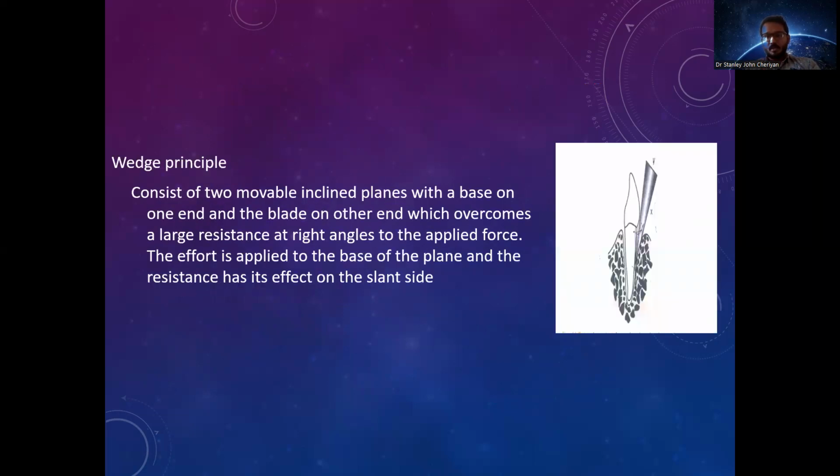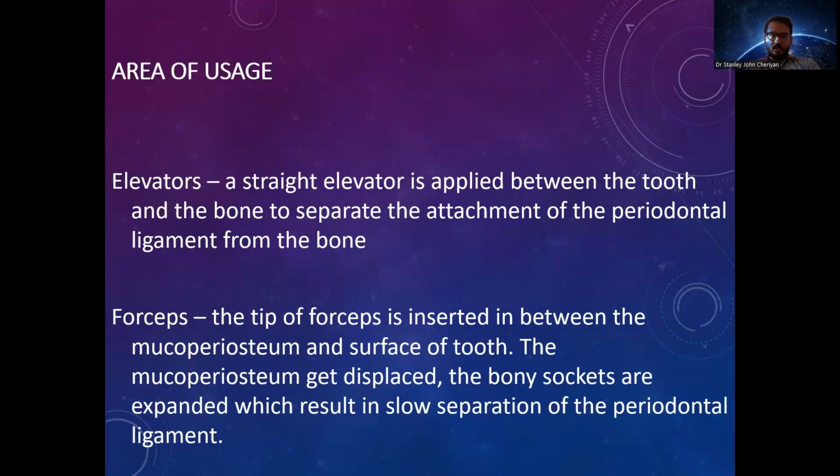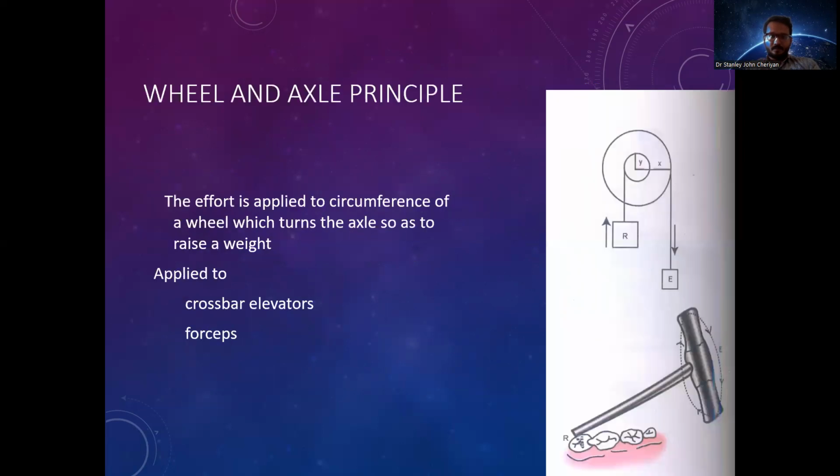Wedge principle. You wedge an instrument between the tooth and the bone. So in elevators, a straight elevator is applied between the tooth and the bone to separate the attachment of the periodontal ligament. In forceps, you hold the forceps as apical as possible, and the mucoperiosteum gets displaced and the bony sockets are expanded, which results in slow separation of the periodontal ligaments.